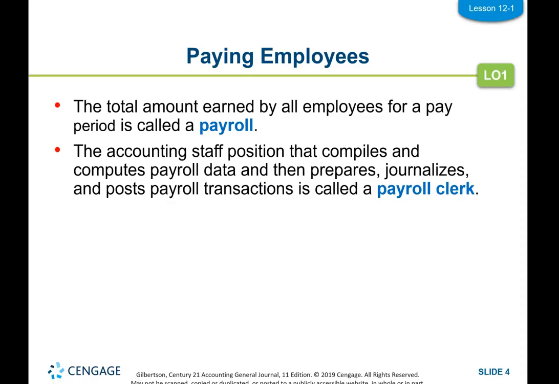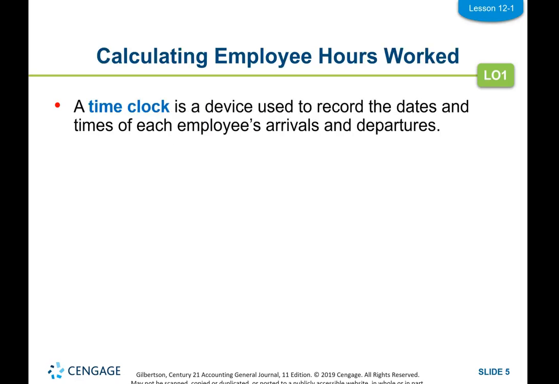The total amount earned by all employees for a pay period is called the payroll. The accounting staff position that compiles and computes payroll data and prepares, journalizes, and posts payroll transactions is called the payroll clerk. That's going to be the imaginary job we're going to learn how to do in the next couple of chapters. We use a time clock to record the dates and times of employees' arrival and departure if you're working an hourly wage. If you have a salary job, there is no time clock per se.